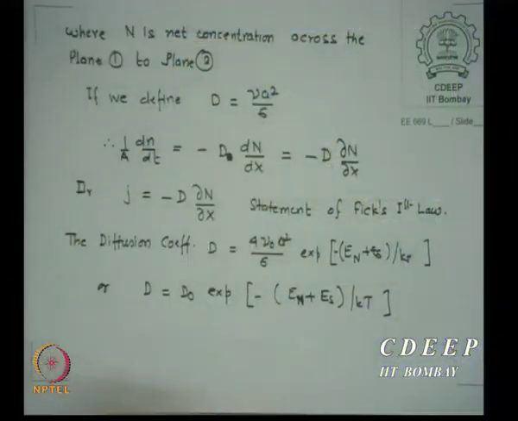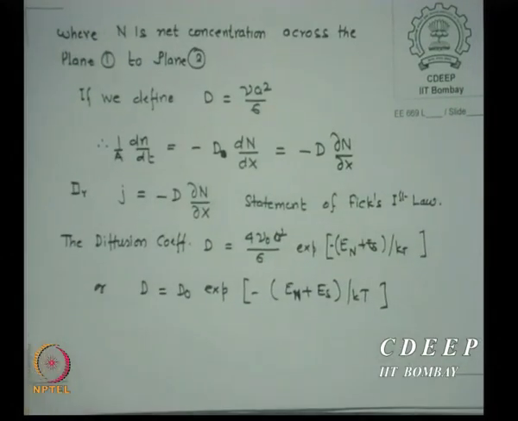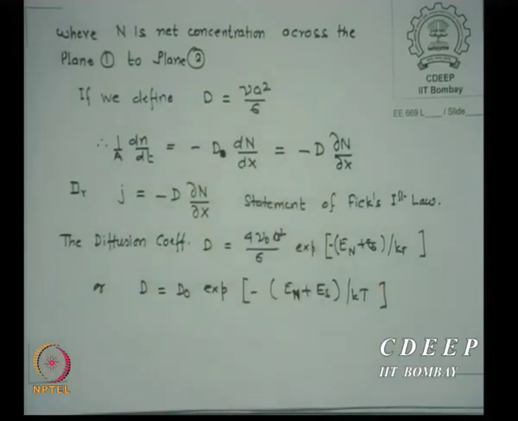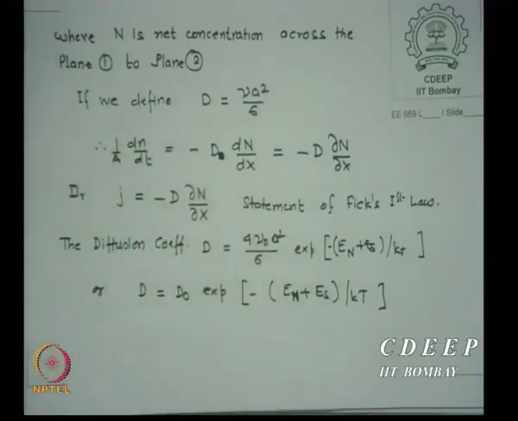If I do this, which I have done there again, please just note down, don't note down because I am going to post this, I just wanted to rewrite it to show you. Then we define this nu square by 6, whatever term is coming here, as the diffusion coefficient or diffusion constant D. Then I write 1 upon A dn by dt is minus D dn by dx, or J is just minus D dn by dx. This is Fick's first law, that the flux density is related to the gradient, proportional to the gradient. I repeat, the flux density is proportional to the gradient. This is Fick's first law.